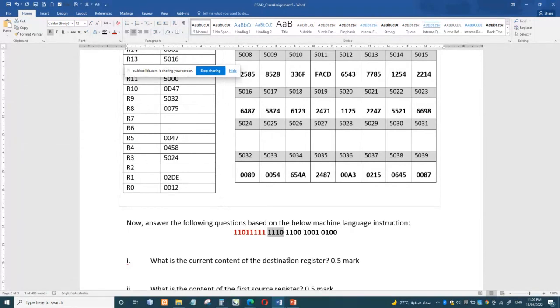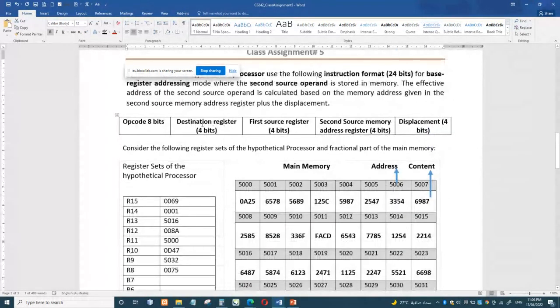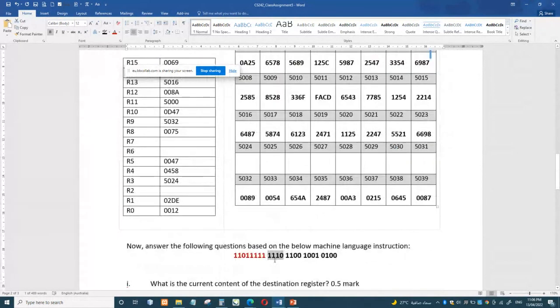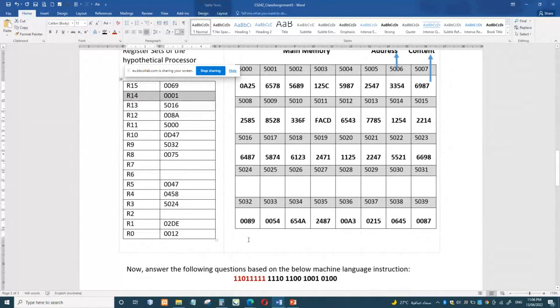Why R13? What is the number given here? 14. R14, yes. This is 1, this is 2, this is 4, this is 8, isn't it? 8 plus 4 is 12, 12 plus 2 is 14. So that is exactly what we are saying: the destination register number will be given by 4 bits. These 4 bits represent number 14.